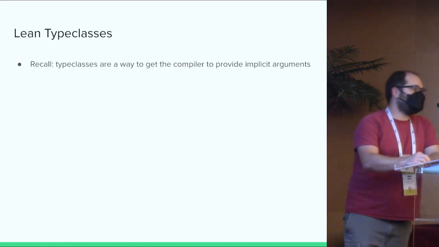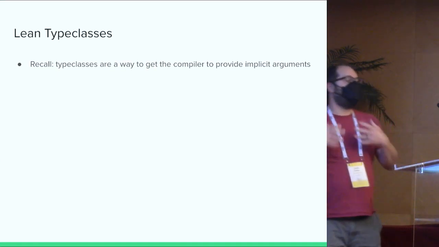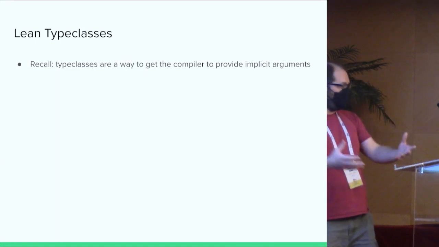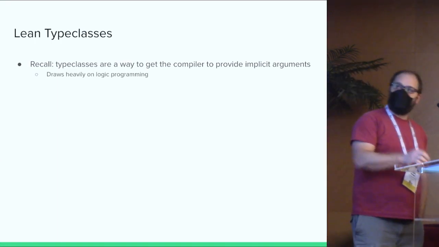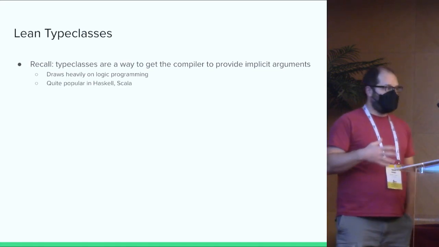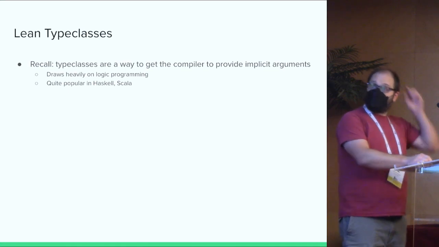So recall that type classes are, in general, this way of getting the compiler to provide implicit arguments, to come up with certain arguments for you. It draws heavily on logic programming, right? Prolog, Datalog. It's quite popular in Haskell, Scala, although probably some Haskellers in the crowd have done worse than we did.